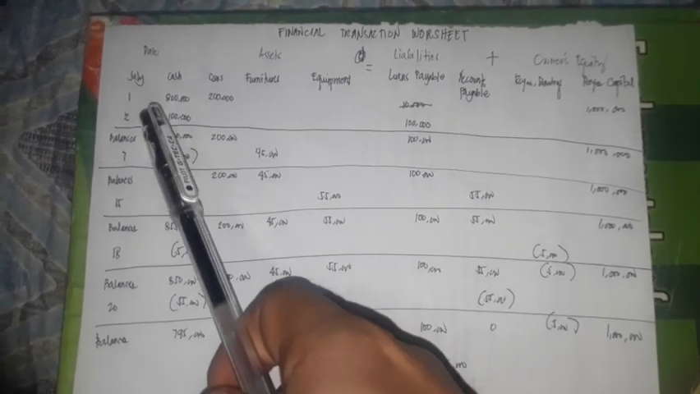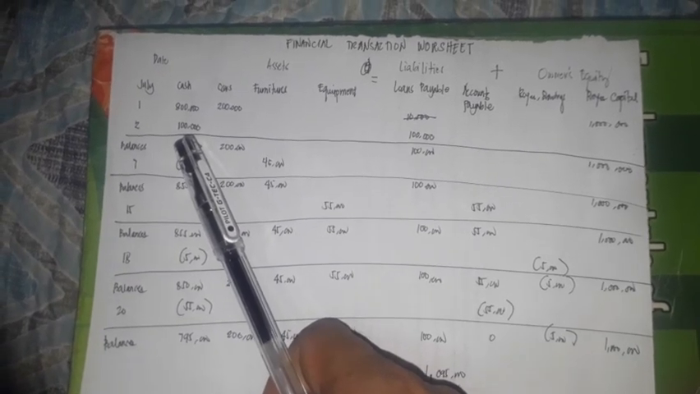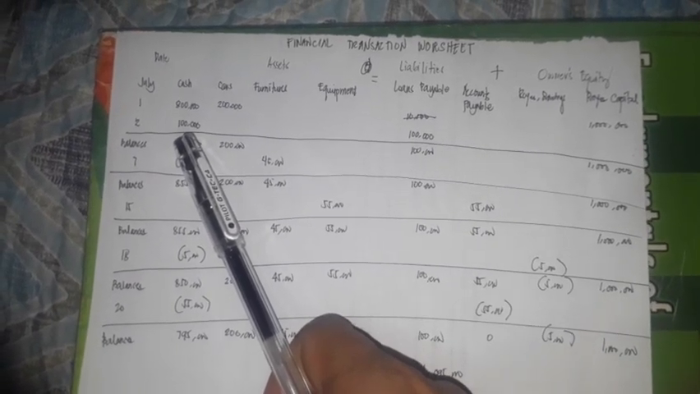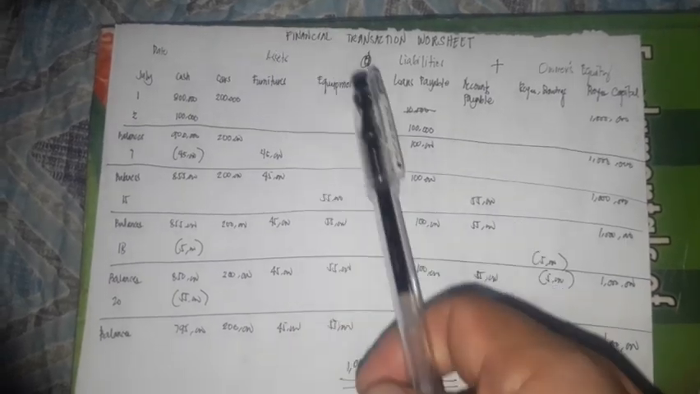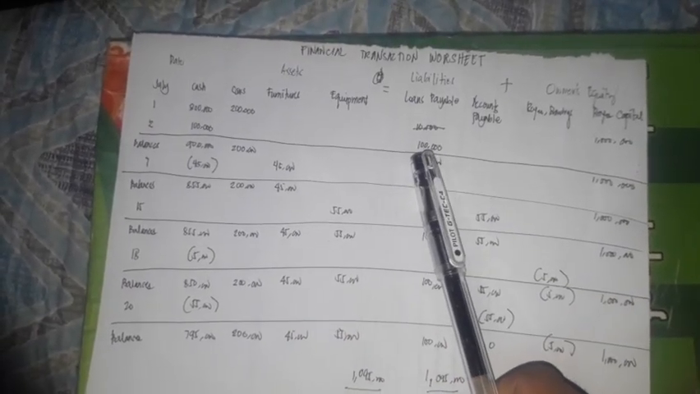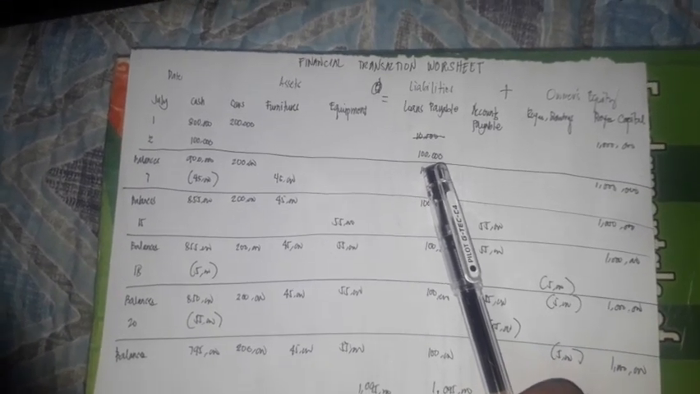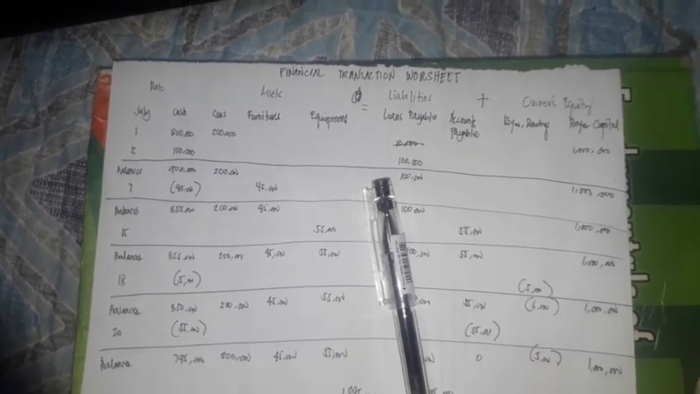Okay, nung July 2, meron po tayong cash amounting to 100,000. And then, diba, ang assets is equals to liabilities plus owner's equity. So, meron din po tayo dito sa ating liabilities amounting to 100,000. Ito po yung loan sa bank ni Reyes.